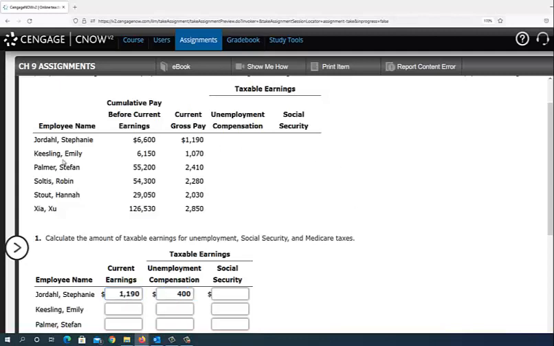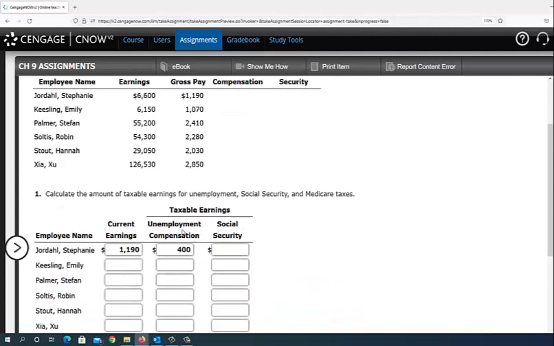All right, we're going to have the same situation on Emily. If we add $6,150 and $1,070, we're going to exceed the $7,000 limit. So we need to figure out how far we need to go before the $6,150 hits $7,000. So how much in earnings are there between $6,150 and $7,000? That's $850. So only $850 of the current gross pay is going to be taxable for unemployment.